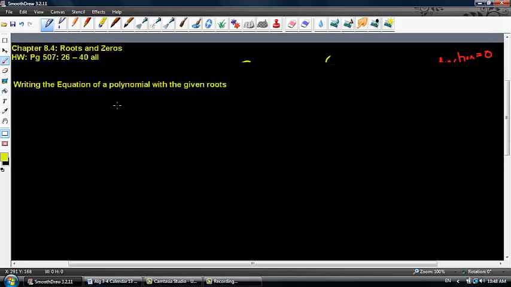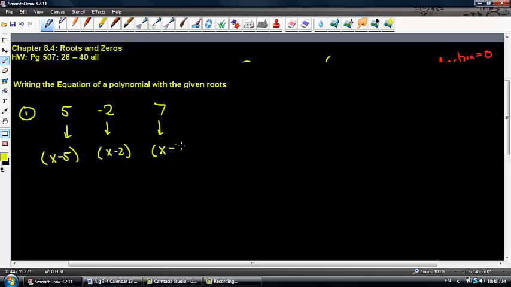Moving on, we are going to actually move backwards, and it's writing the equation of a polynomial with the given roots. So let's go and reset our numbers back to 1 here. If I gave you a polynomial with the roots 5, negative 2, and 7, what you have to understand is how to write these in terms of a binomial that involves x. So this would be x minus 5, this is x plus 2, and this is x minus 7. Whoops, x plus 2. And what we do is we just FOIL this out and figure out what we've got.